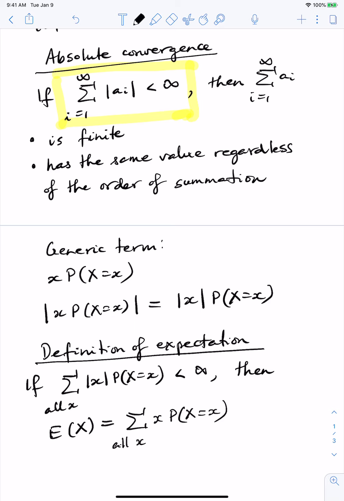And that's a little unnerving. But in this class, you can be reassured that virtually every expectation that you compute will be well defined. You don't have to check the condition. Occasionally, there will be very interesting random variables that don't have expectations. And we'll flag those and we'll study those in particular.